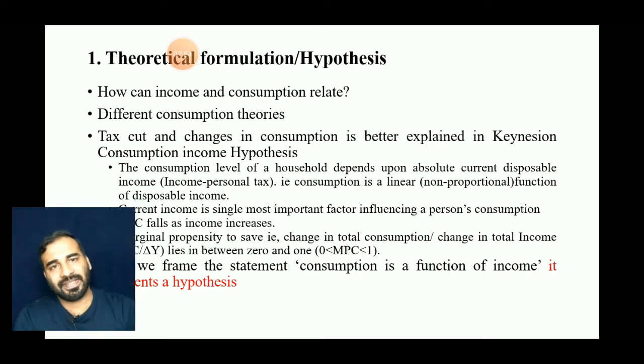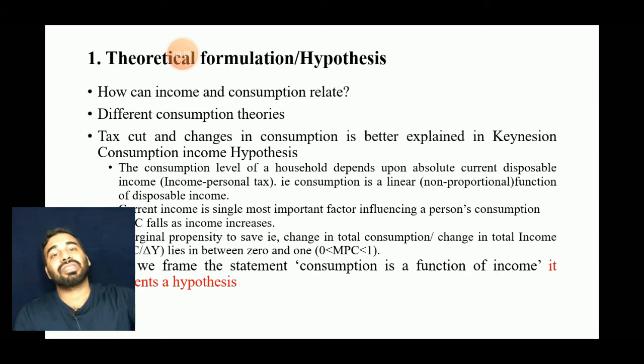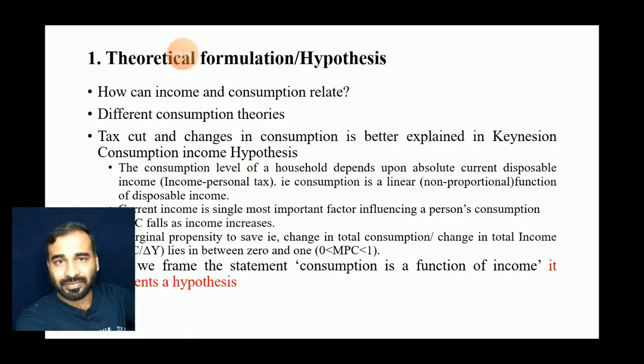whenever income increases, APC will go down. What does it mean? What is APC? APC is nothing but C by Y, consumption divided by Y. So it is always going down when income increases. It means that whenever your income increases, consumption will also increase, but the consumption will not increase at the rate that the income increases, always less than that.